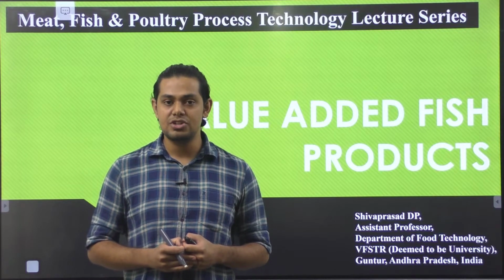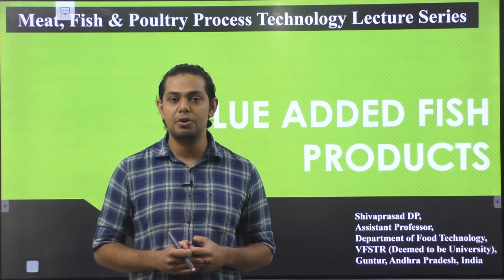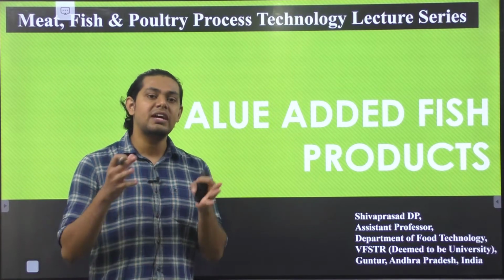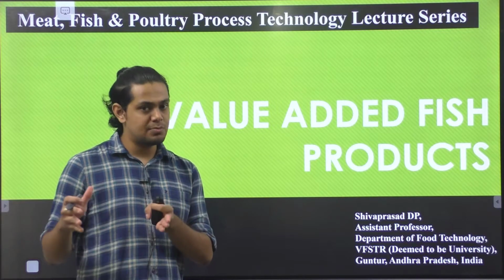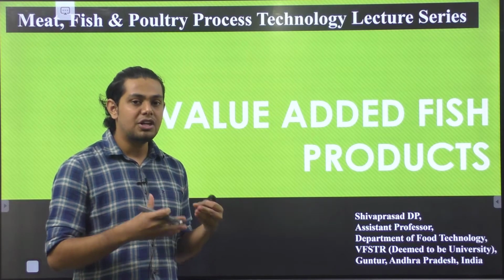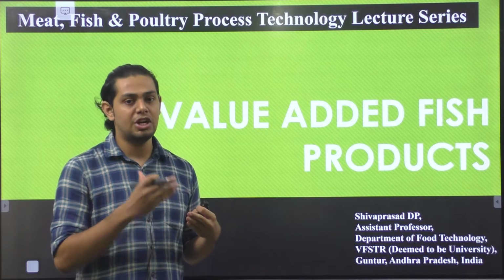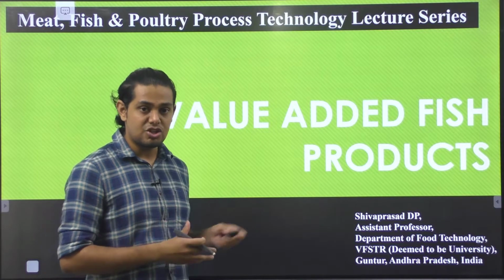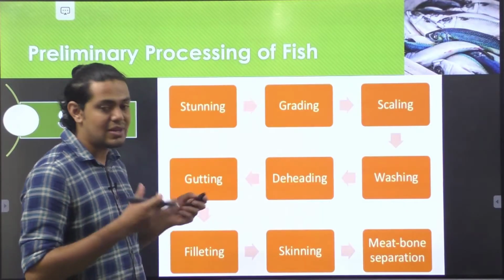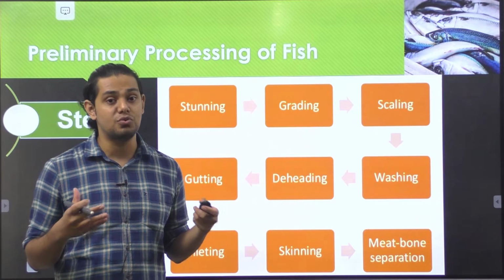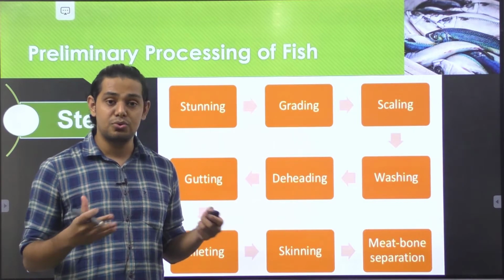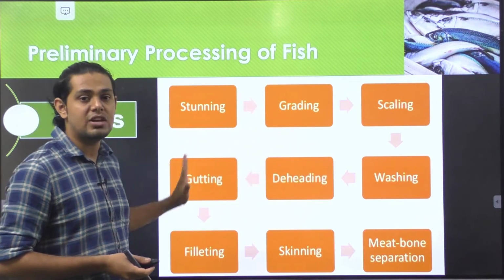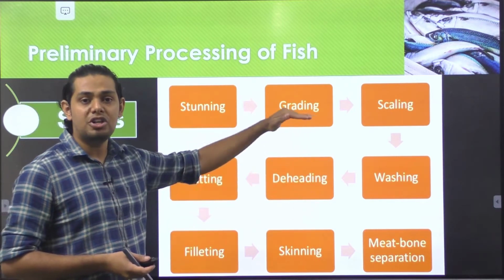So in our today's deliberation, we will be having a discussion on one of the important and interesting topics, that is value-added fish products. Before getting into the actual product description that we would be discussing, it is important to understand what are the preliminary unit operations that are conducted as soon as the fish is received at the station or at the processing unit. Let us have an understanding of what are the basic unit operations that are involved in the processing of the fish. Herein I have established a flow chart which describes the important unit operations that are performed.